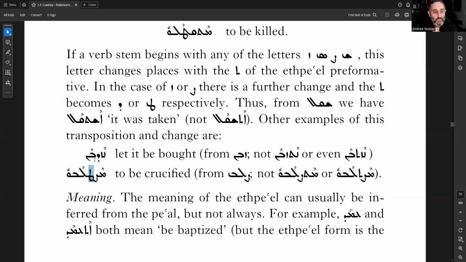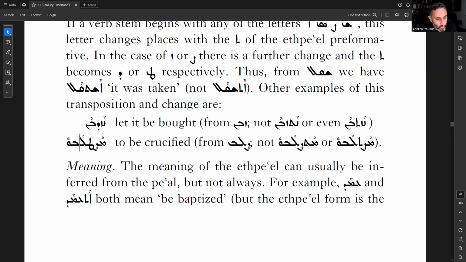So mistlau, to be crucified. Mistlau, it'd be kind of hard to say mistlau. So slew is to crucify. So it's not mithslau, and it's not mistlau, it's mistlau. If you can't hear the difference between the taith and the tau, that's okay. Just know that it turns into a taith, just for reading comprehension.